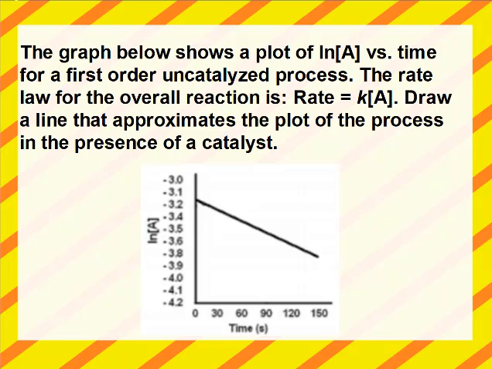Here we have a plot of ln of concentration versus time, which means it's first order, which you should be able to recognize. It says draw a line for an approximation of the plot if a catalyst was present. So if a catalyst is there, it's going to speed up the reaction. We have time on the x-axis. We should start and end at the same amounts. It should just take us less time to reach it. So something like that.